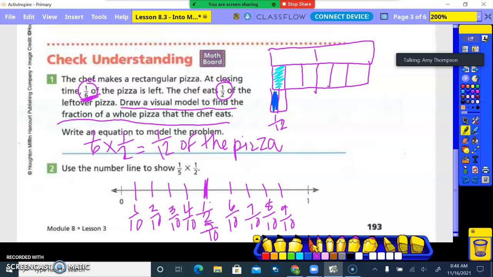Okay, now they want half of that 1/5. So we said it would go to 1/10, right? So basically our area would be right here, correct? So they want 1/5 of that 1/2. So we go right here. So 1/5 of 1/2 is 1/10, right?